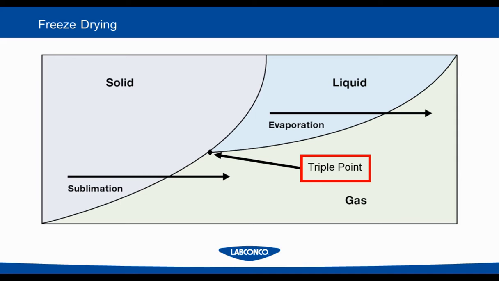The image displayed here is a phase diagram showing the process of evaporation and sublimation. While evaporation takes a sample from a liquid to a gas, sublimation requires a solid sample that bypasses the liquid phase and passes directly to the vapor phase. When freeze drying, it's important to cool the material below its triple point shown in the diagram. The triple point is the highest temperature at which the solid and liquid phases of the material can coexist. Being below this point ensures that sublimation rather than evaporation occurs.